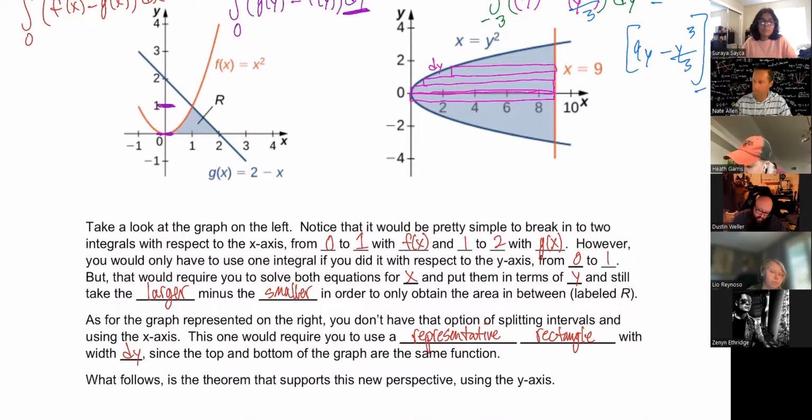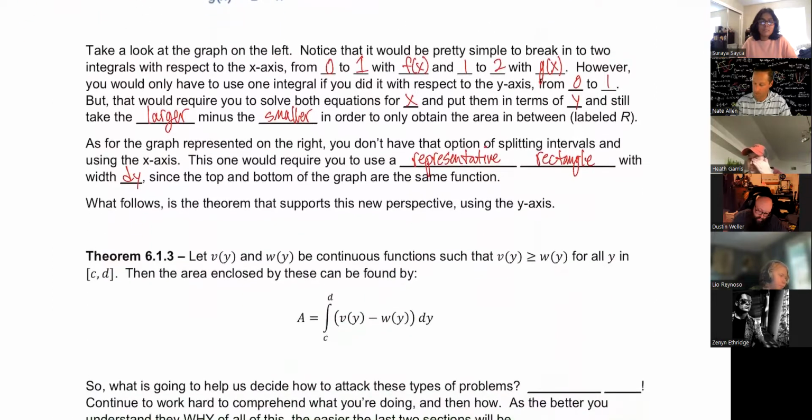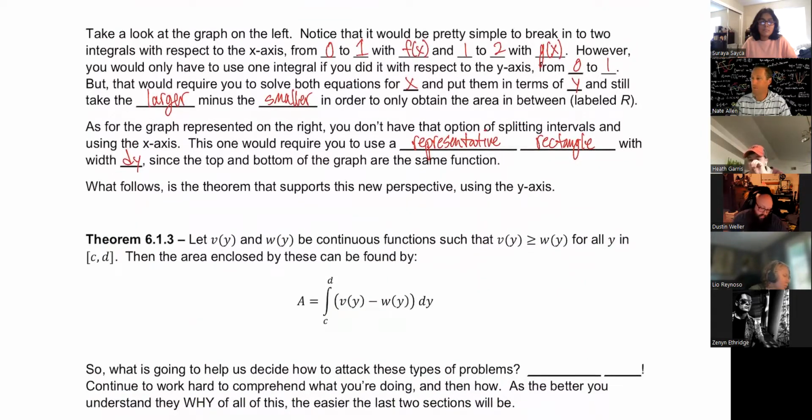So if you scroll up a little bit more, you will be able to see exactly the same thing that we had in the very first scenario, when there was always a larger one and a smaller one in our interval. But now instead of it being the upper minus the lower to find the area in between, now it's going to be the larger minus the smaller, further right than left, and subtracting that off to find the area between. Just got to make sure that everything's in terms of y.